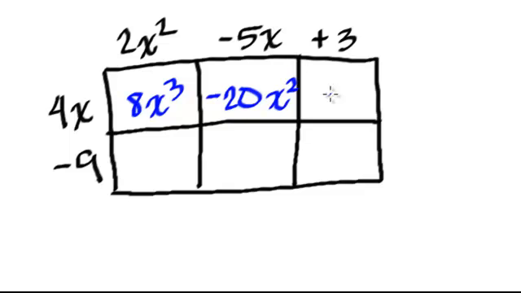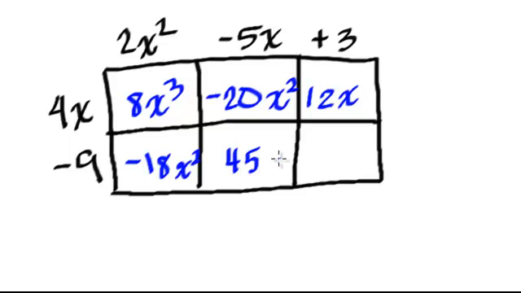And this last box on the top, I have 4x times 3. This is 12x. Bottom row, 2x squared times negative 9. A positive and a negative will give me a negative. 2x squared times 9 is 18x squared. Then we have negative 5x times 9. Negative times a negative is a positive. 5 times 9 is 45x. And then last box we have 3 times 9, which is negative 27.